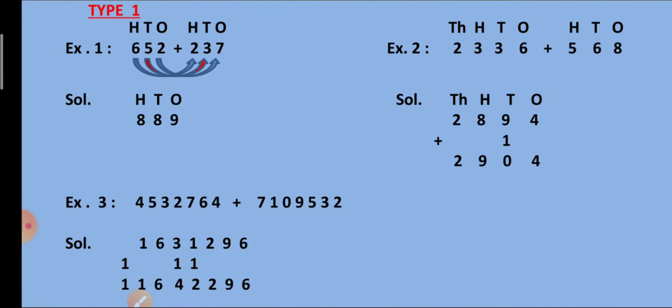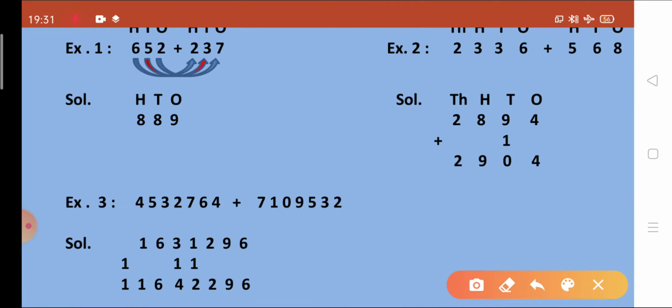In type number 1, normally when addition comes to our mind, we start adding from the right side and go to the left side. But today I am going to change the concept. Today I am going to tell you that we'll start from the left side and go to the right side. What? It's not possible. Yes, it is possible. I'll show you. I have shown it with the arrow.